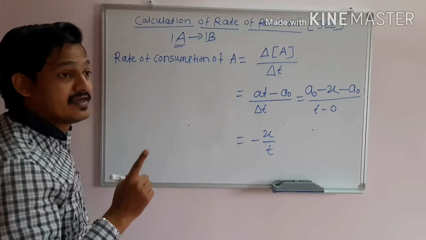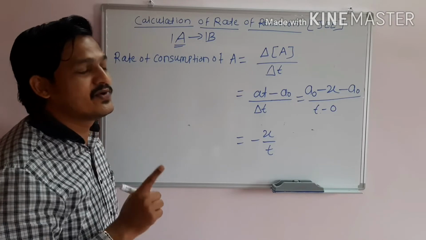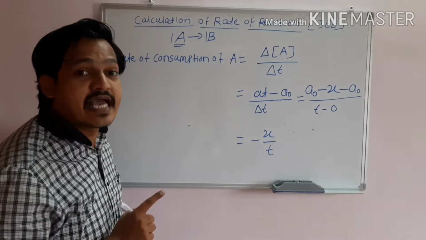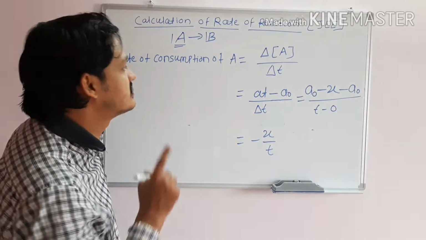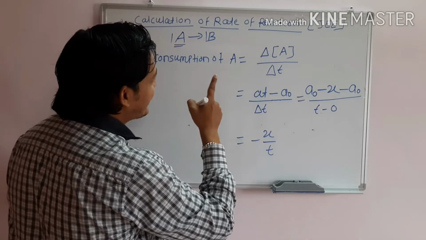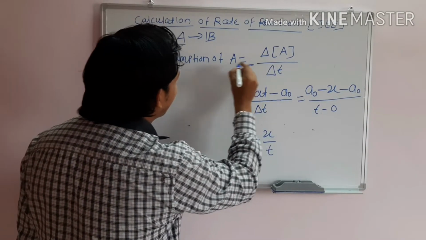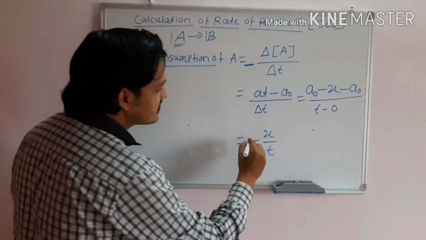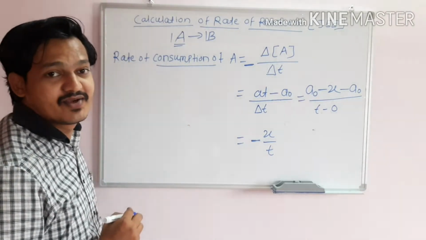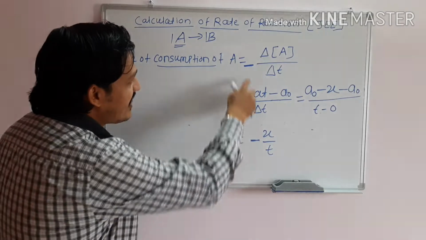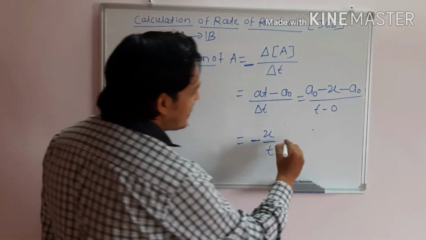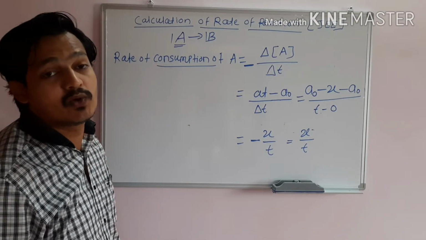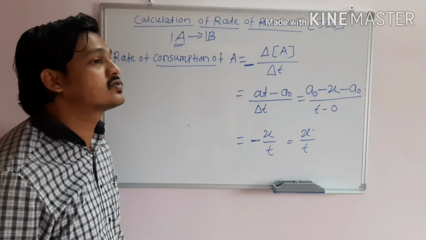Remember that I am always telling you a negative sign must be added to the reactant side and a positive sign to the product side. So the rate of consumption of reactant A is always negative because it is a reactant. Negative, and our answer is -x/t. So minus minus finally cancels out and the final answer remains x/t, because rate can't be negative.